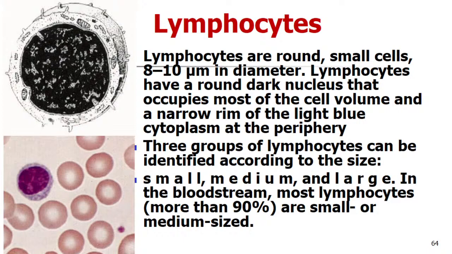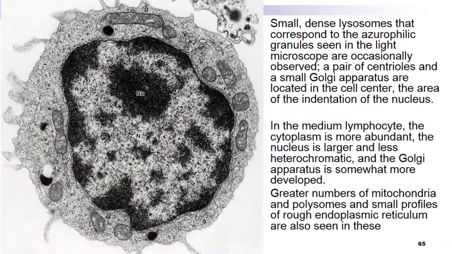Lymphocytes are round small cells, 8 to 10 micrometers in diameter. Lymphocytes have a round dark nucleus that occupies most of the cell's volume and a narrow rim of light blue cytoplasm, like here, blue cytoplasm. Three groups of lymphocytes can be identified according to size: small, medium, and large. In the bloodstream, most lymphocytes are small and medium. Look at this one. It is small, so this is a medium lymphocyte.